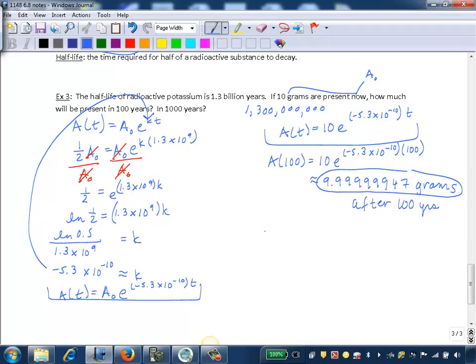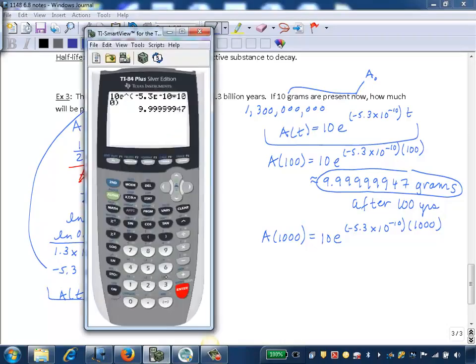So then let's see what would happen after 1,000 years. So now we want to know how much would be present in 1,000 years. So if we put in 1,000 for our t, we want A of 1,000. So that's going to be 10 times e to the negative 5.3 times 10 to the negative 10 times 1,000. And if we enter this into the calculator, we can hit second enter just to repeat that same entry, and we can just change that 100 to 1,000.